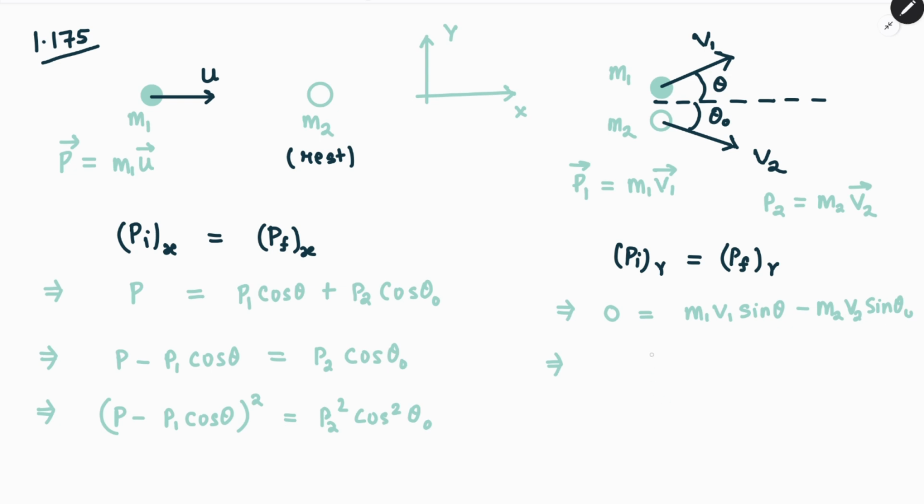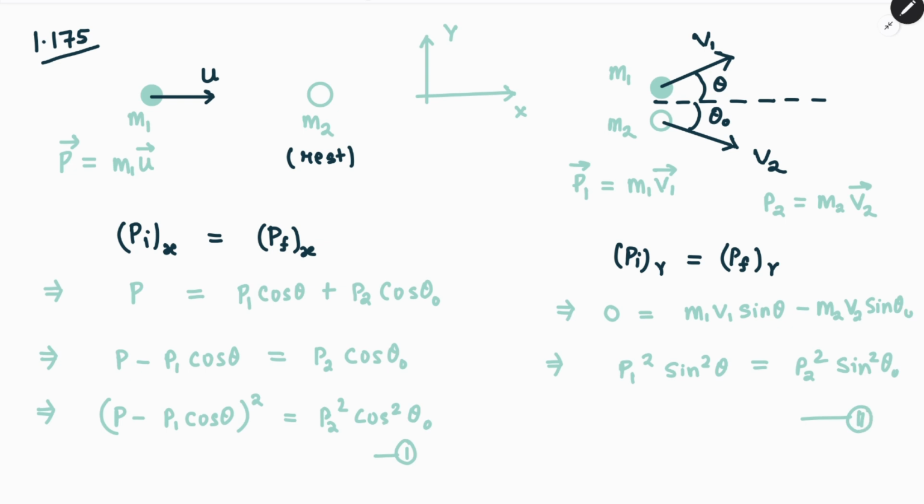So if we write it in terms of momentum, we will write it as p1 sine theta equals p2 sine theta naught. So therefore we can write p1 square sine square theta equals p2 square sine square theta naught. So we'll have an equation like this. We are referring to this one as equation 1 and this one as equation 2 for this particular problem.